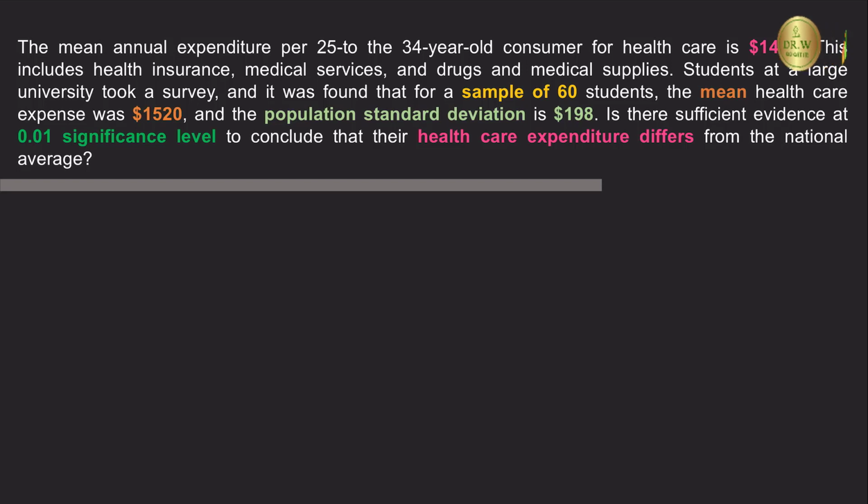First, let me write down all information. We know a sample of 60 students. Therefore, sample size is 60. And they talk about the mean of the sample, which is x bar. It is 1520. And population standard deviation is given, sigma 198. The last, the significance level, alpha, is 0.01. Right. Now go to the first step.